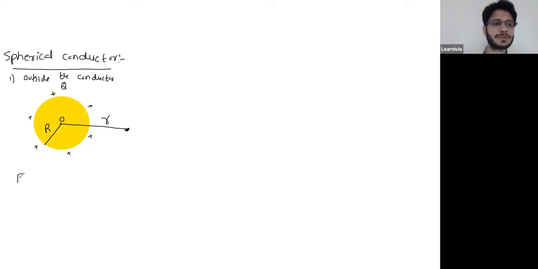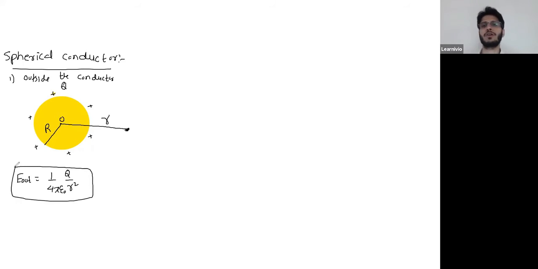We have derived the expression of electric field outside the conductor, and the expression is 1 over 4 pi epsilon naught, Q over r square. This is the expression of electric field outside the conductor. This is how we calculate electric field outside the conductor. This we have derived in Gauss law.